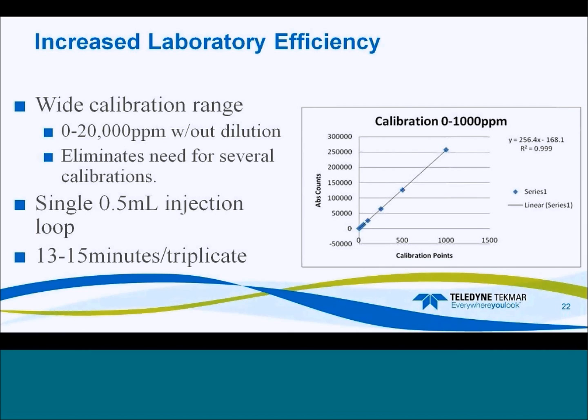Here we have one that's 0 to 1,000. So if your salt waters have a lower calibration range that's necessary, and you have wastewater samples that need a larger calibration range, then this detector could be perfect for that. And we can also go up to 20,000 ppm, and I'll show that curve next.